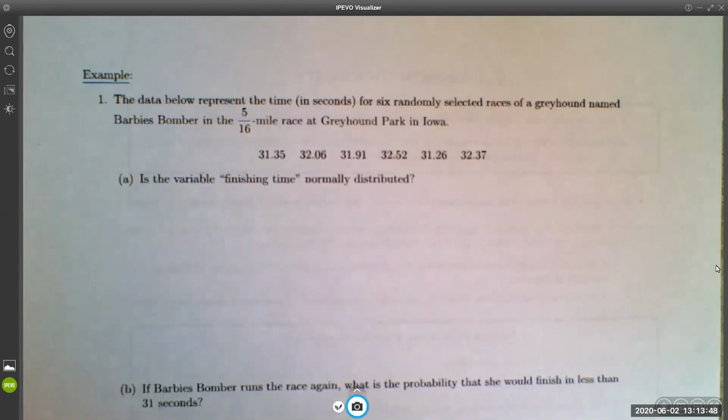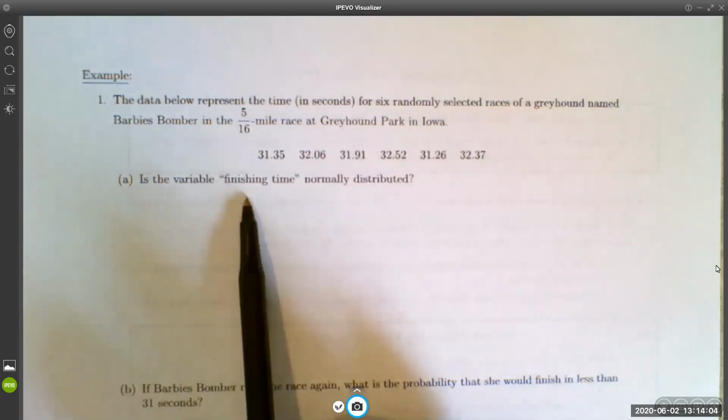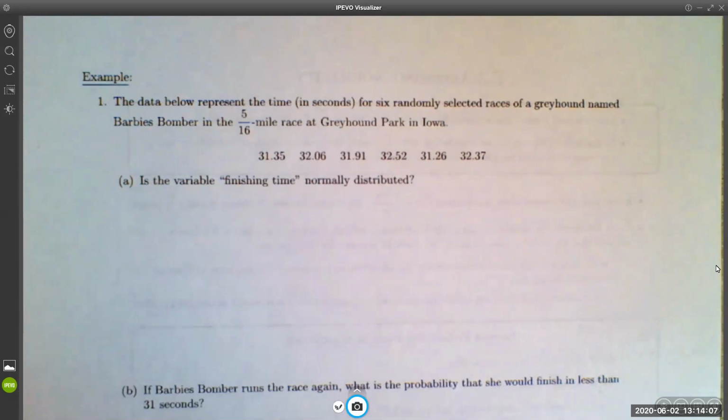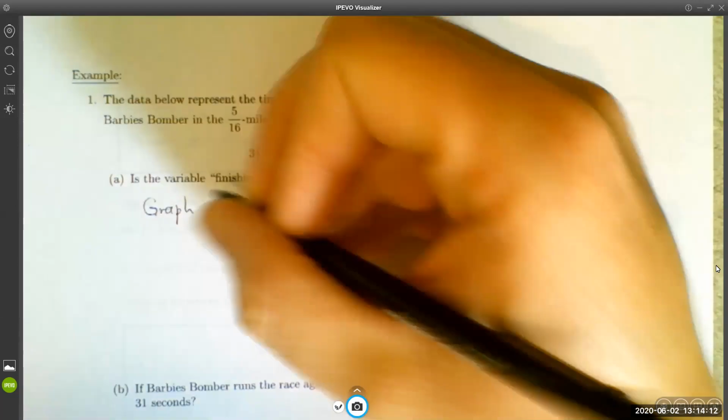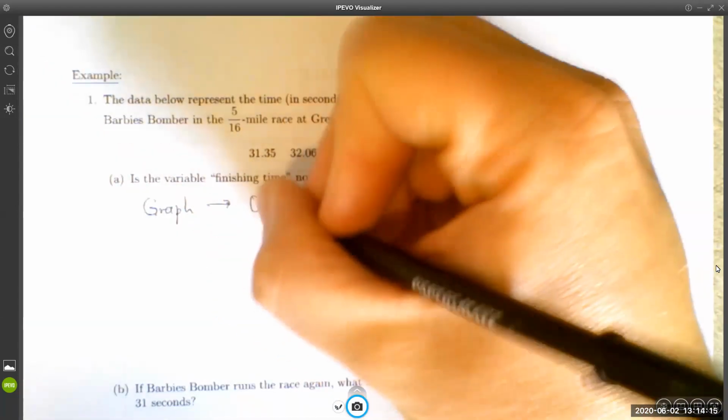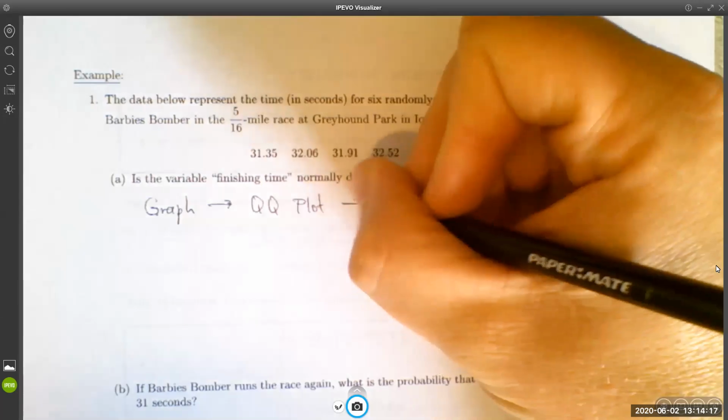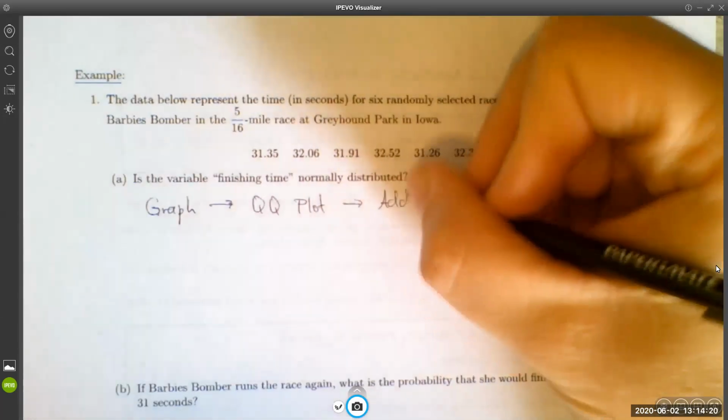So let me just run you through a couple examples real quick. This first one says the data below represent the time in seconds for 6 randomly selected races of a greyhound named Barbie's Bomber in the 5/16th mile race at Greyhound Park in Iowa. I've never seen a dog race before, but I think it would be fun. Anyway, we want to know, is the variable finishing time normally distributed? To answer that question, we enter the data, then go to Graph, QQ Plot, and make sure that we add the correlation statistic.